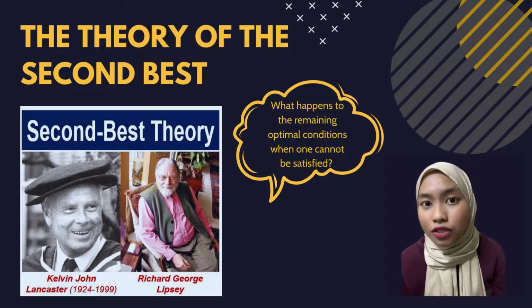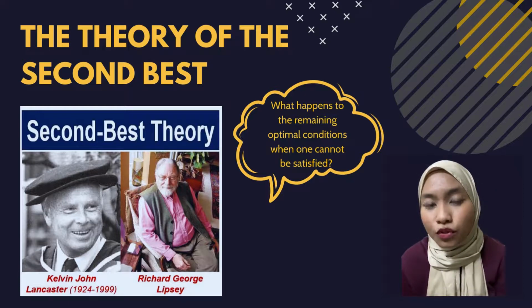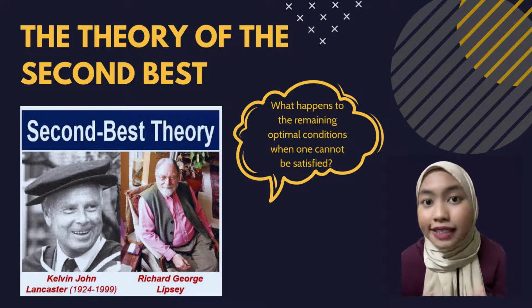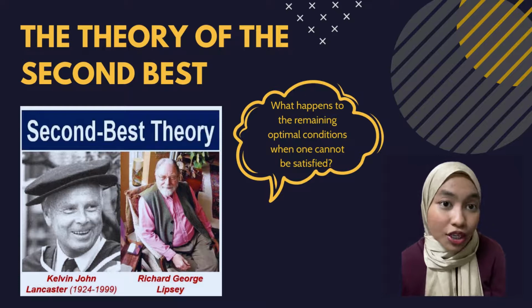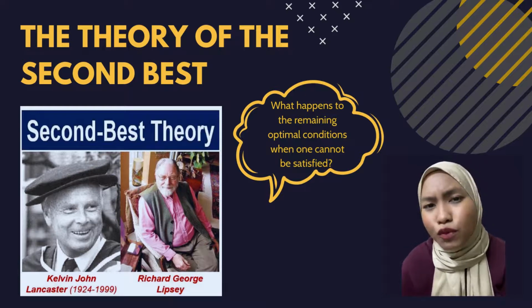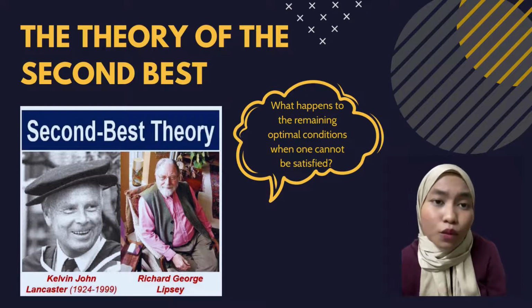Instead of attempting to correct any of them, it may be preferable to leave both market imperfections alone. The second best solution could be worse than the original situation created by government intervention. If we still insist on meeting the other conditions, the welfare of society will decrease.